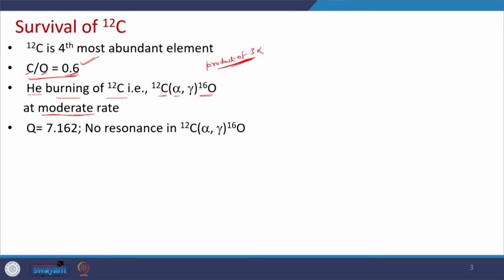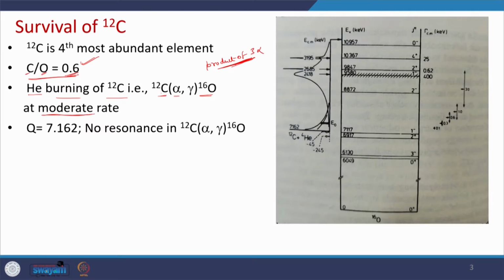All right. Now, let us see the level scheme of oxygen 16. Why oxygen 16? Because when we say the C/O ratio is 0.6, it is the oxygen which is formed by the reaction between carbon 12 and an alpha particle. Okay, and as with alpha plus beryllium, is there any resonant state in oxygen 16? Let us see. See, 7162 is the alpha particle threshold in this reaction of alpha plus carbon 12.